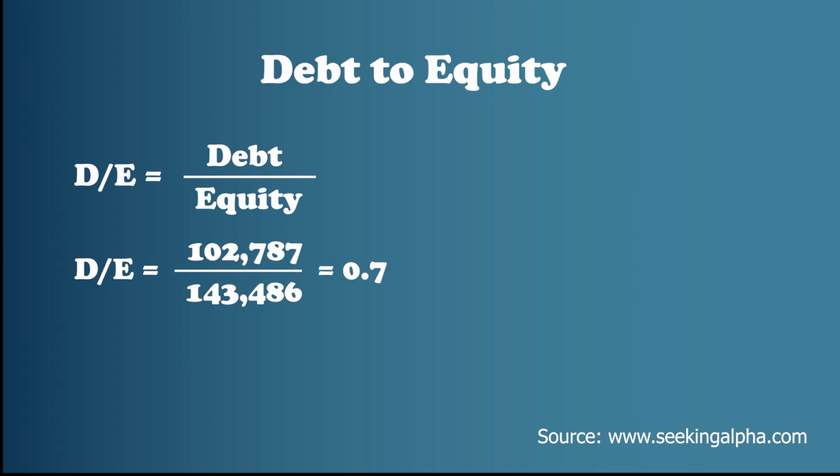This means that for every $1 of equity, the company has 70 cents of debt. If you want to be conservative, a debt to equity at 0.5 or less is recommended, but in the pharmaceutical industry, a debt to equity between 0.5 and 1 is normal. Moving on to the current ratio.